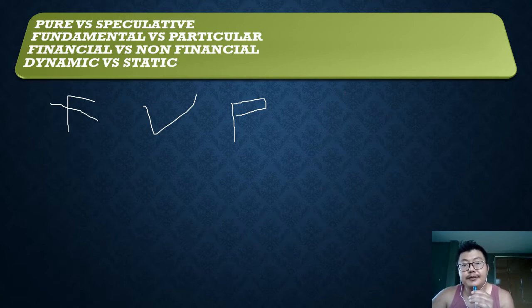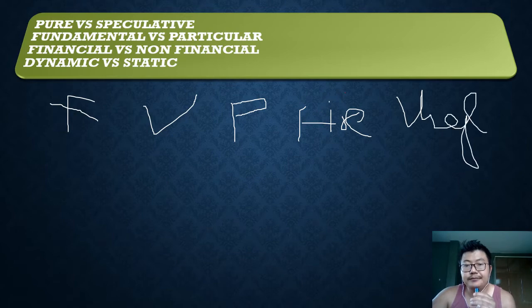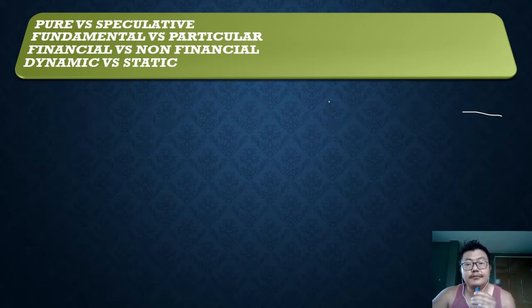In case of particular, it depends on the individual, like fire or theft calamity. So particular risk can get insurance, and fundamental would never get such an opportunity. Okay. From the next time, I'll be using my graphic tablet so I can sketch more nicely than this time.